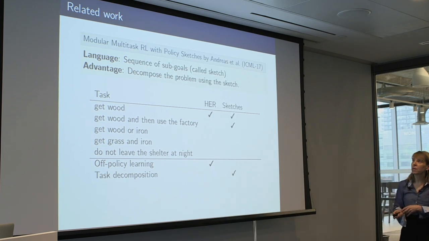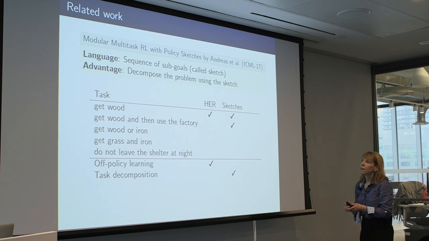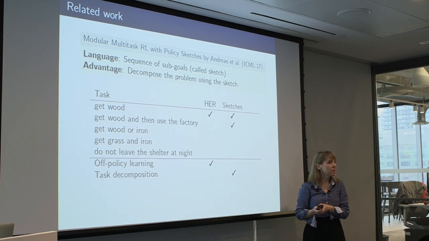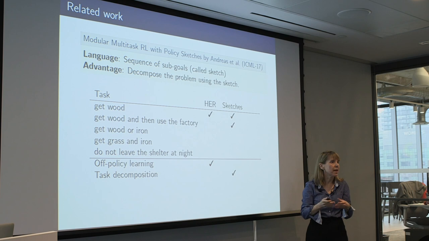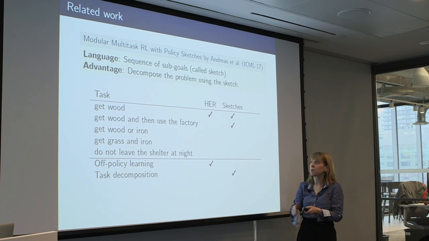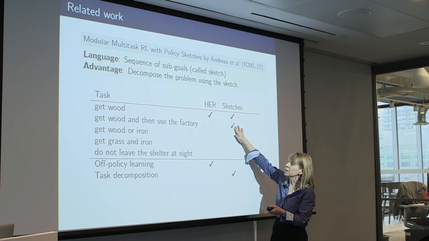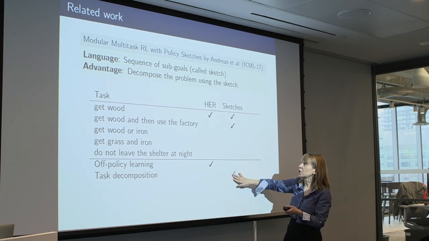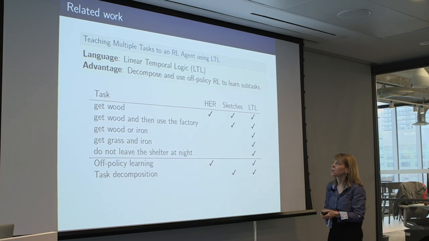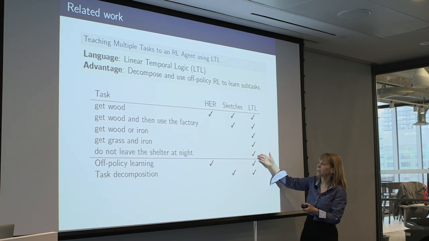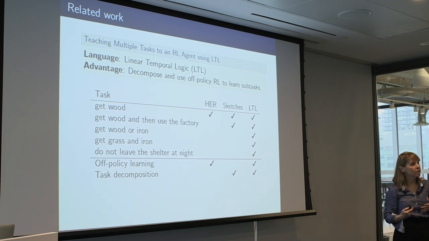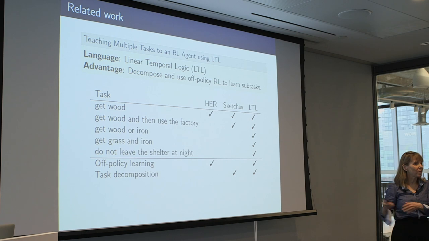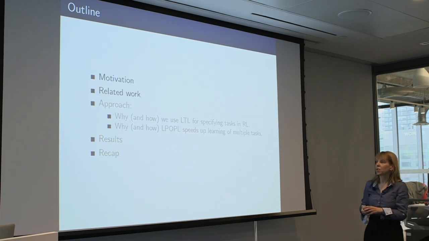The other thing that we're going to compare with is policy sketches, which was developed by Jacob Andreas and appeared at ICML 17. That work only allows you to describe sequences of subgoals, and it decomposes the problem using what he referred to as a sketch. So do this, then do this, then do this, but always sequences. He was able to capture these two tasks and use task decomposition to do it, but he was not able to express these other tasks. Whereas we can express all of these tasks, we use off-policy learning, and we also use task decomposition. The technique that I'm going to tell you is very reminiscent of what I told you about the reward machines, because we did this work first, and that's what inspired us to do our more general reward machines.